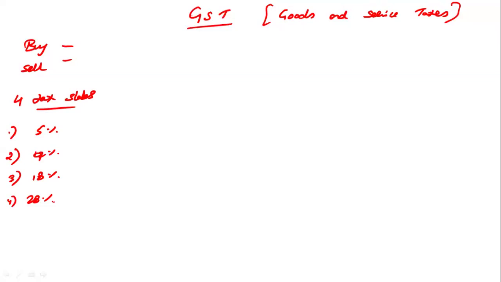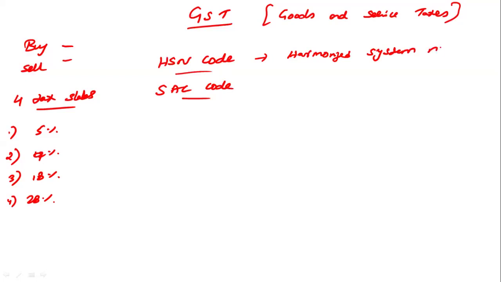If you buy any material, you get an invoice. In the invoice, you will be able to see the tax percentage divided into different categories. Apart from this, we also have 2 more terminologies: the HSN code and the SAC code. What is the HSN code? HSN code is nothing but Harmonized System Nomenclature. And we have the SAC code, which is called Service Accounting Code.